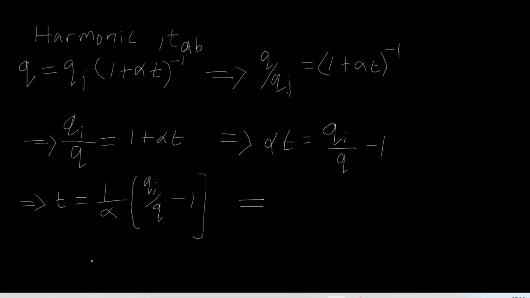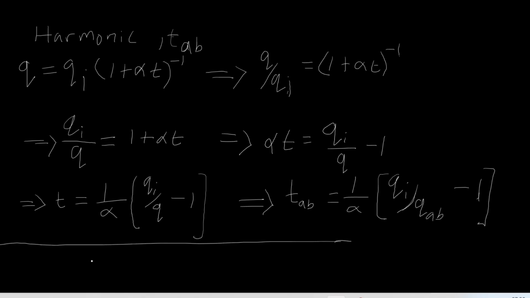Now we can rewrite our values. We have gotten our expression for t. Writing our values, we have that the abandonment time is equal to 1 over the instantaneous decline rate times the initial production rate over the production rate at abandonment time, minus 1. So this is our expression for the abandonment time for harmonic decline.